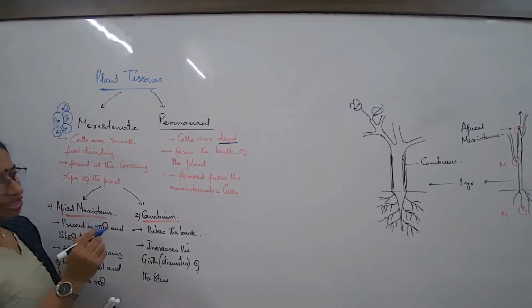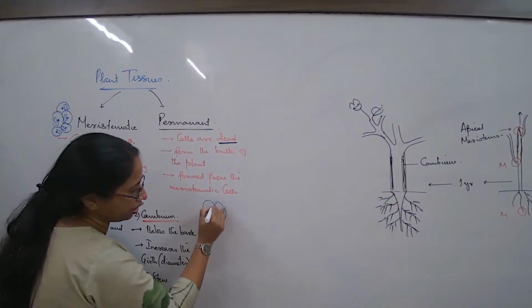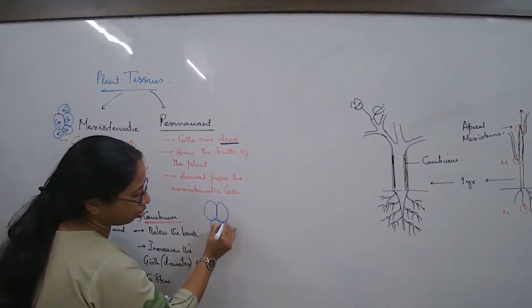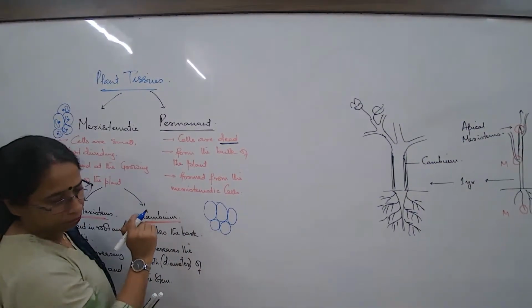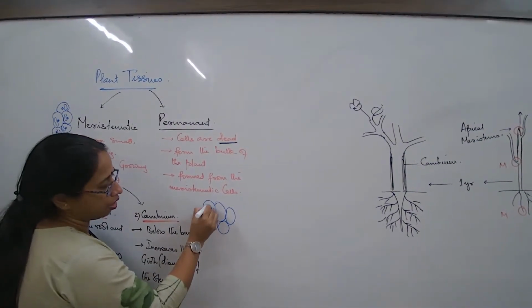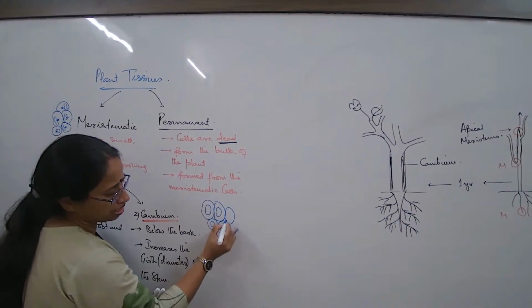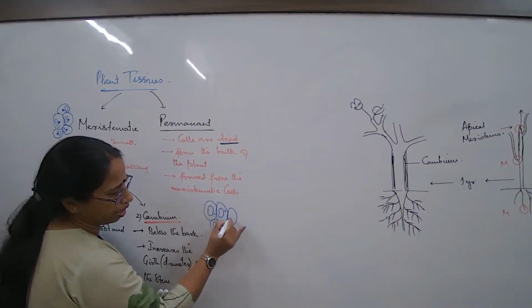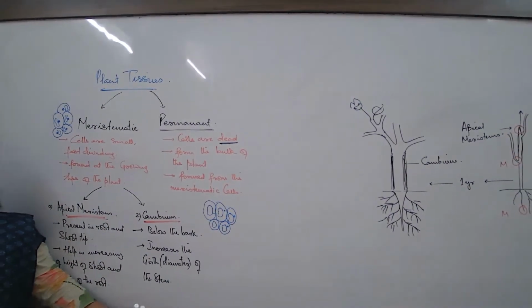What about the permanent tissues? If I talk about the cells of the permanent tissues, they are not generally compact. They have got spaces in between. The vacuole is prominent, the wall is thin. The nucleus is not a very prominent part of the cell.